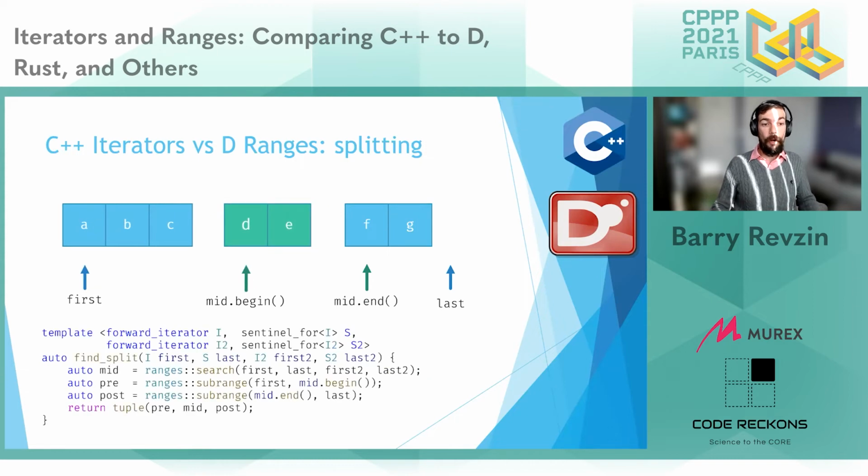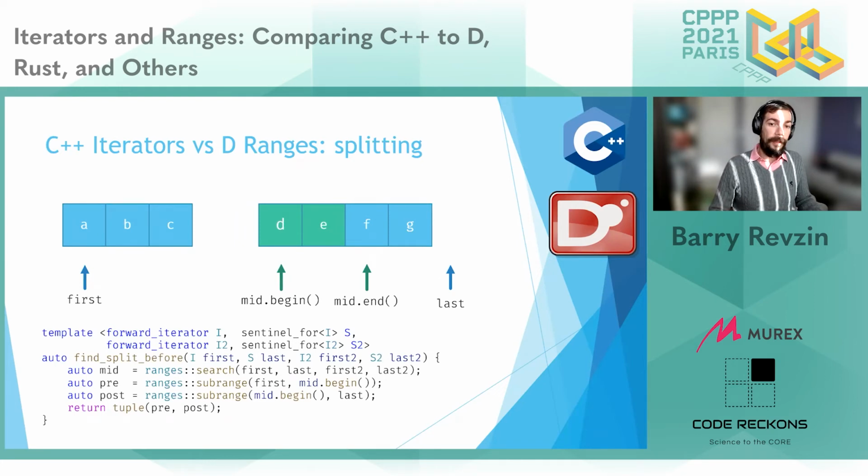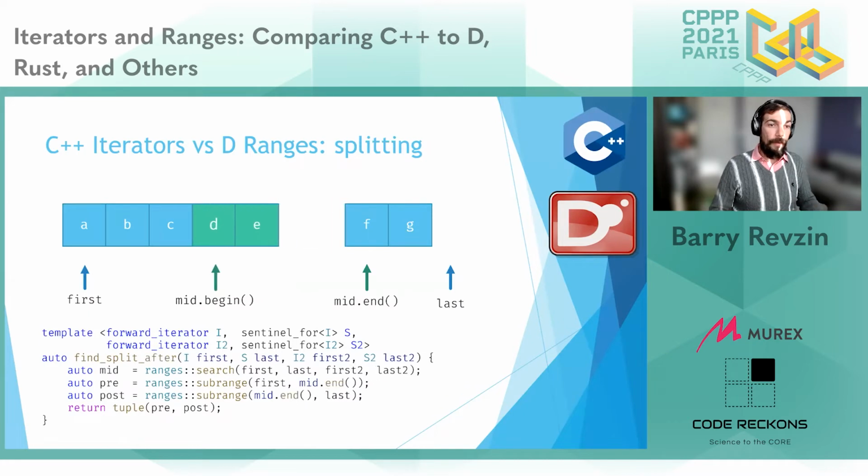Let's say what I wanted was all 3 of these pieces as separate ranges. I can just put that together very easily using ranges subrange and return a tuple of all 3 pieces. Or maybe I only wanted these two pieces. That's also easy. That's just slightly changing which pairs of iterators I'm grouping together. And if I want these pieces instead, again, a very easy thing for me to put together.